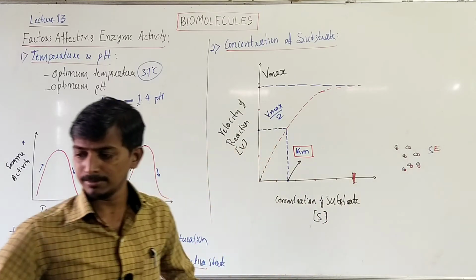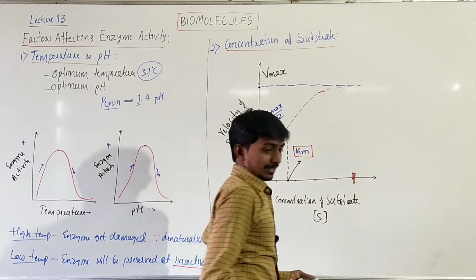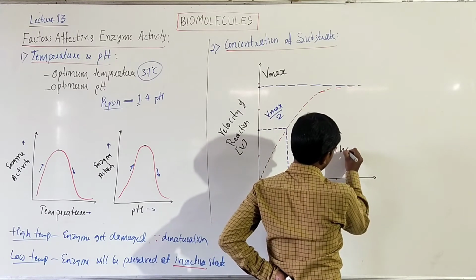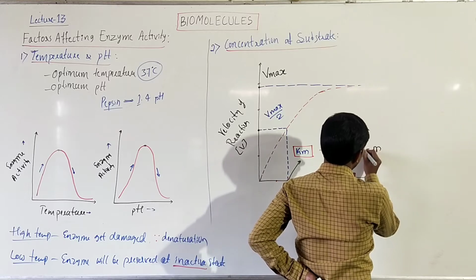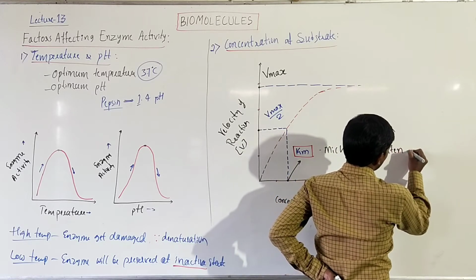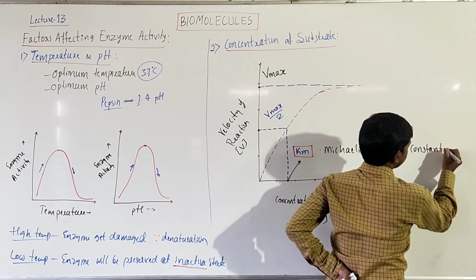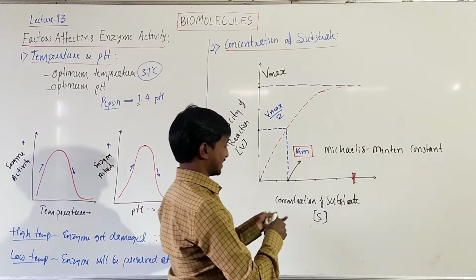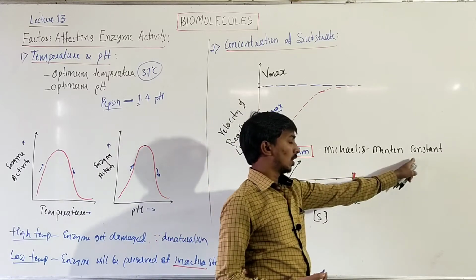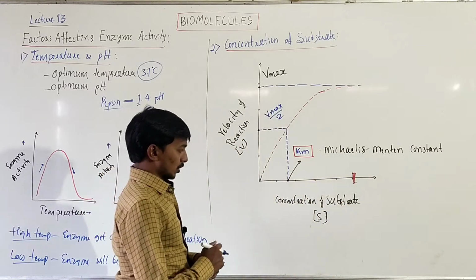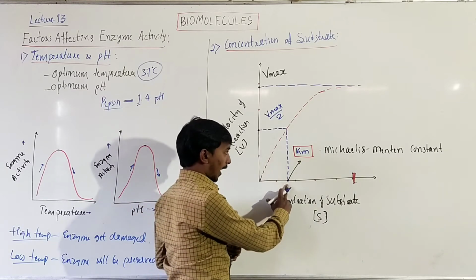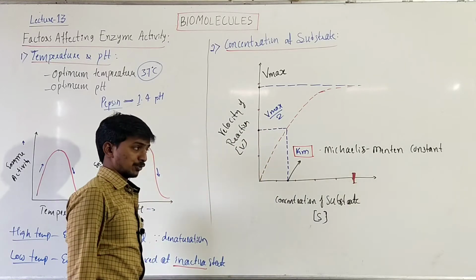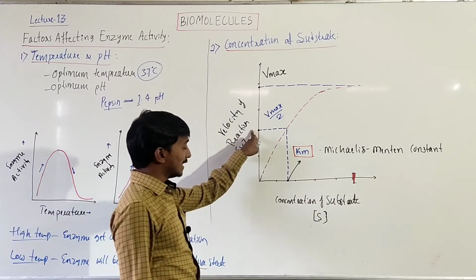Okay, I'll tell you what Km is. Km, the name of a scientist, that is the Michaelis-Menten constant. Okay. In the examination, you will get a question: what is Km or what is the Michaelis-Menten constant? The answer would be the concentration of the substrate at which velocity is half maximal. The concentration of the substrate at which the velocity of the reaction is half maximal.